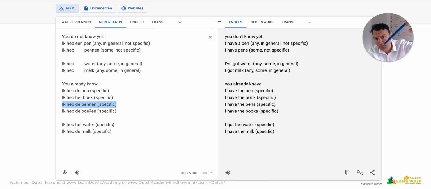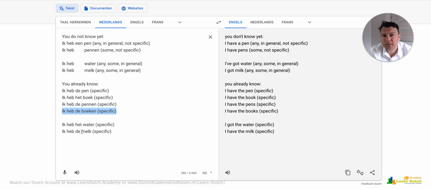I got another pen from James Bond, a blue one. Now I have two. Now I can say ik heb de pennen. So when I'm saying de pennen, you know that I'm talking about the blue one and the red one. This and this. Ik heb de boeken.